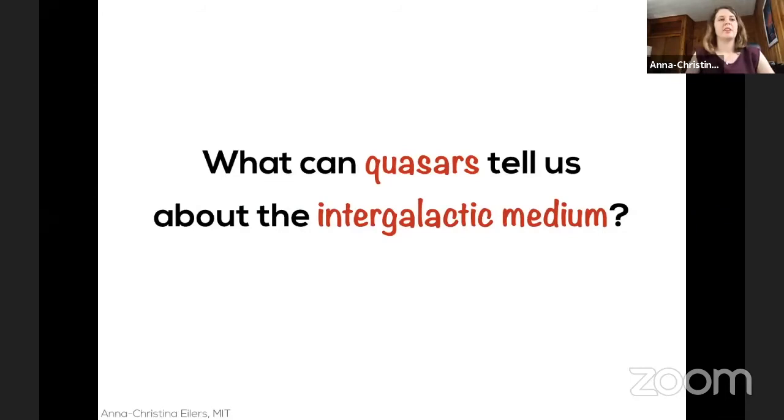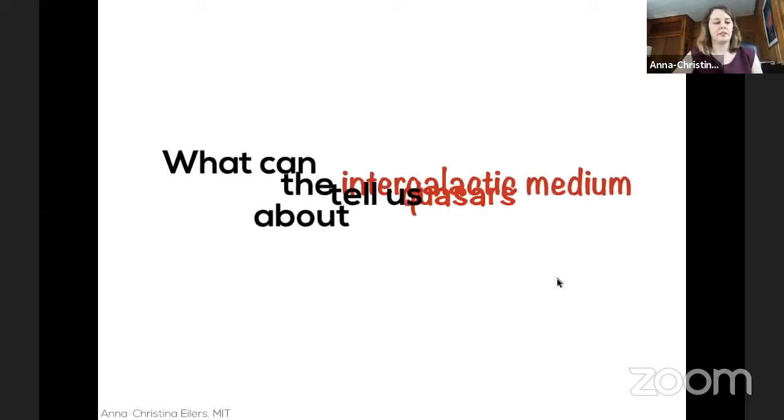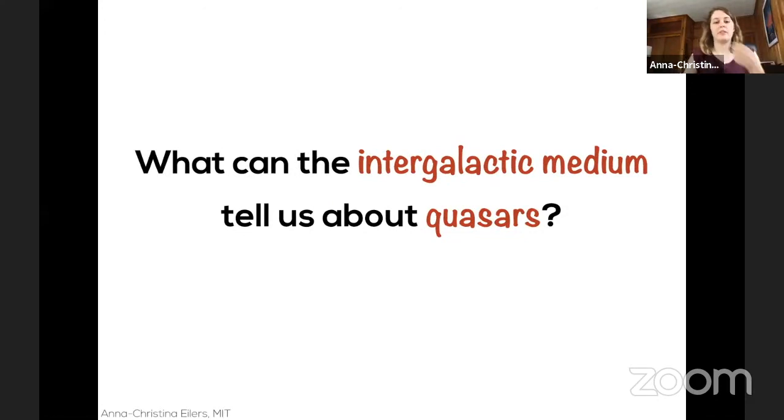In the last few days, we've seen a lot of very interesting talks about studies that use high-redshift quasar or galaxy spectra to set constraints on the intergalactic medium, on its neutral fraction, its evolution during the epoch of ionization, and so on. And I'd like to turn this question around and say, what can we actually learn about the quasars? But in order to do this, we look at how the IGM in the vicinity of a quasar responds to the ionizing radiation that the quasar emits.